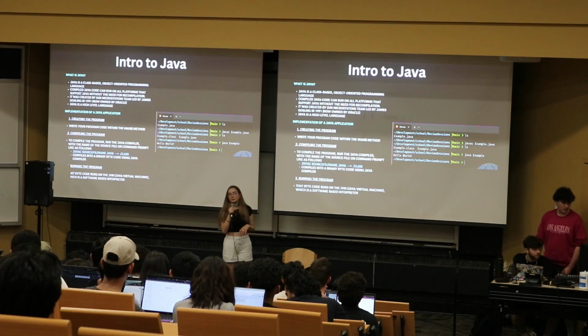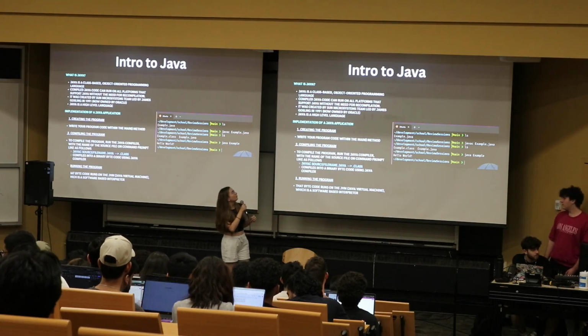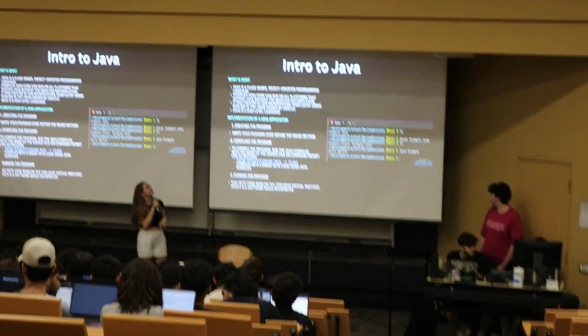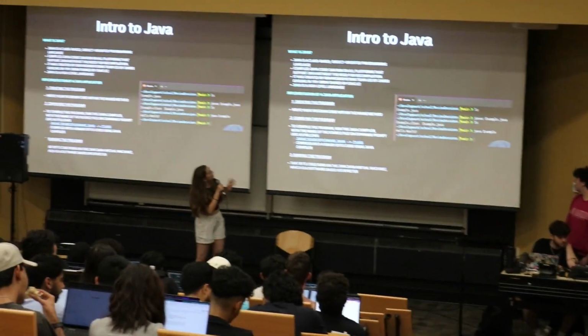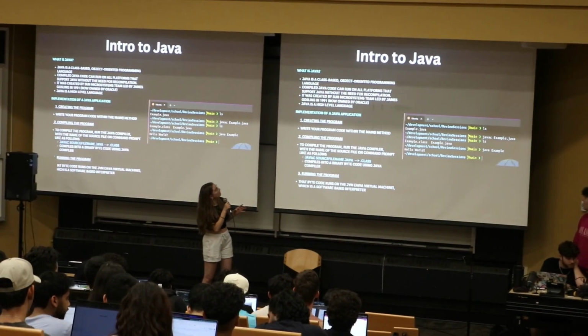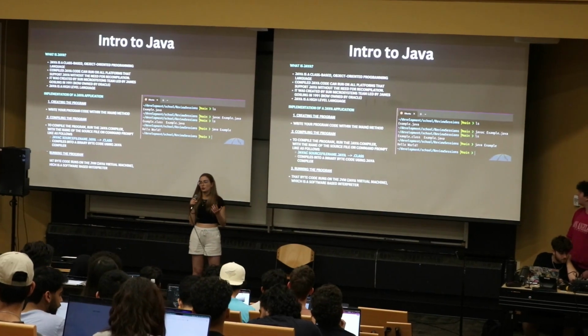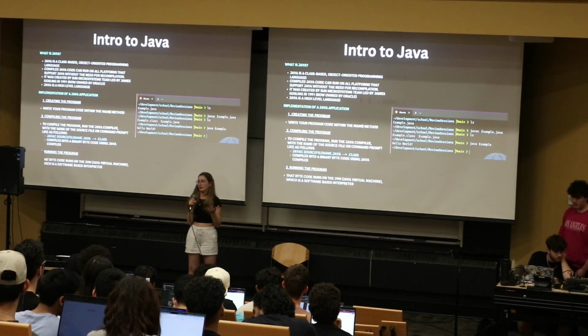So let's get right into it. Intro to Java. So what is Java? Java is a class-based object-oriented programming language. So its compiled Java code can run on all platforms that support Java without the need for recompilation. So what does this exactly mean?